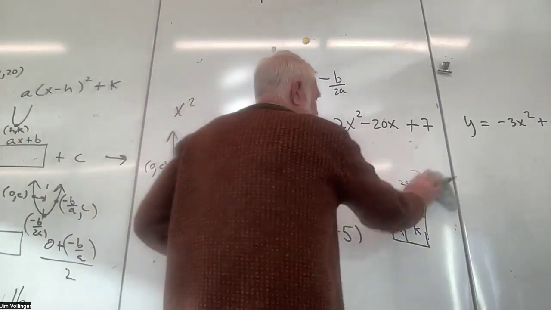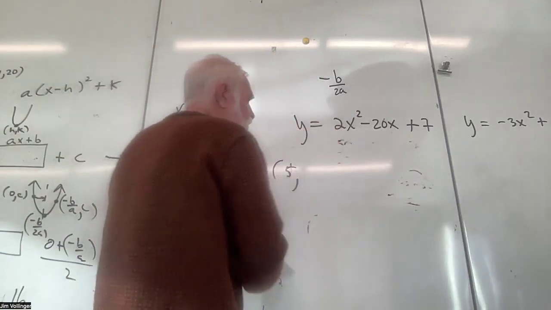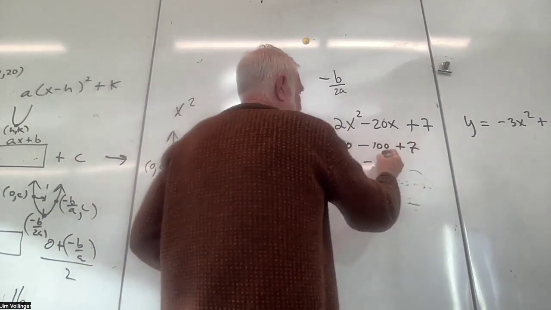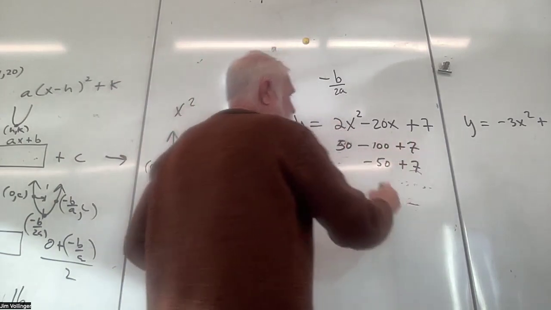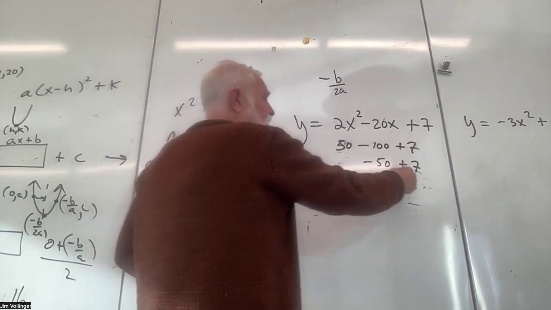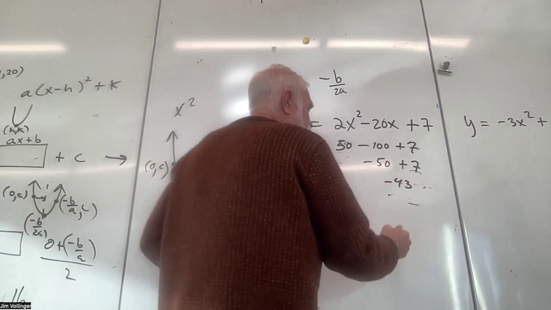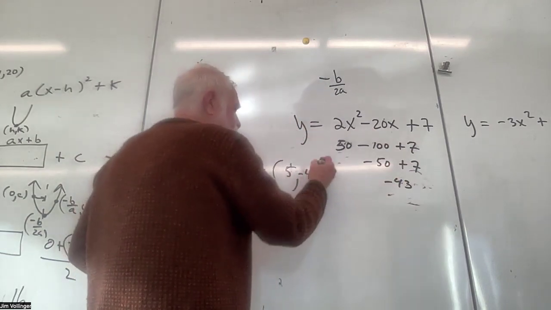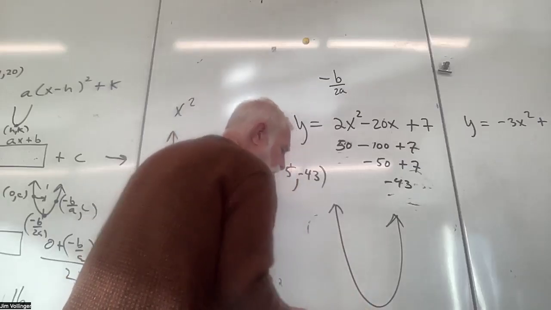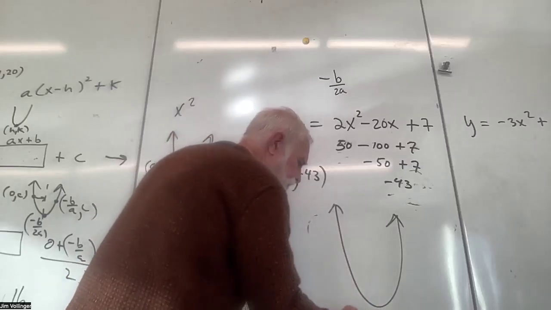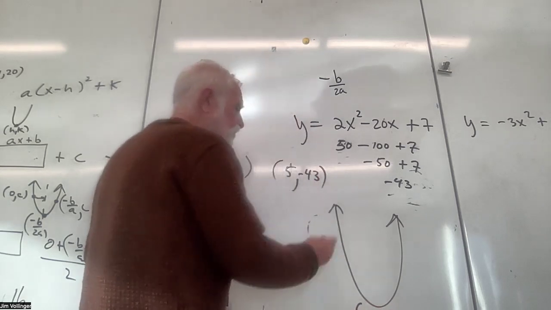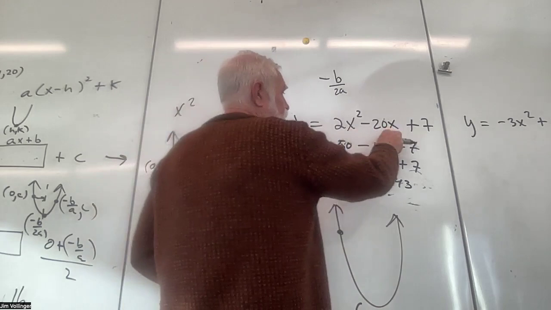So once we had 5, the shortcut then is, well, 50 minus 100 plus 7 is minus 50 plus 7. And we notice that when we plug it in here and we add these two, you get half of that. And if I add that, I get minus 43. And so that's our vertex. And so we now know we have a cup shape. 5 gets you negative 43. And we also know the y-intercept from the scratch, 0 gets you 7.